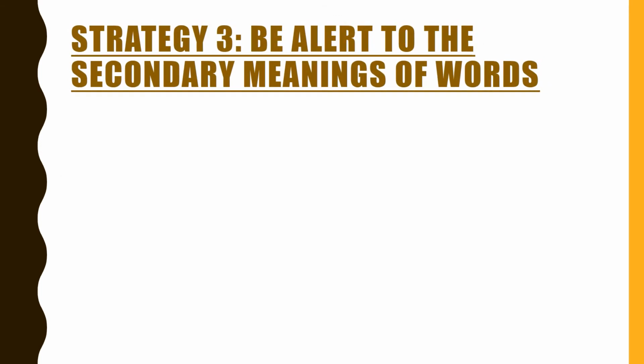Let's move on to the third strategy now. That is to be alert to the secondary meanings of words. Secondary meanings of a word are the meanings besides its primary meaning. They are said to be not central but peripheral. Let's look at the example.